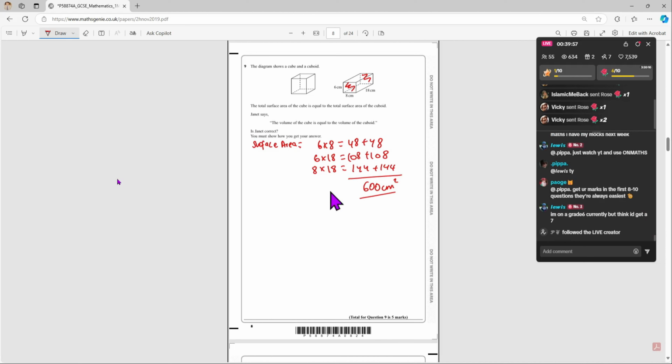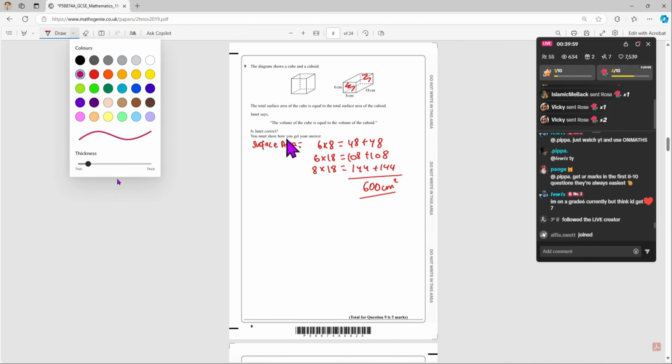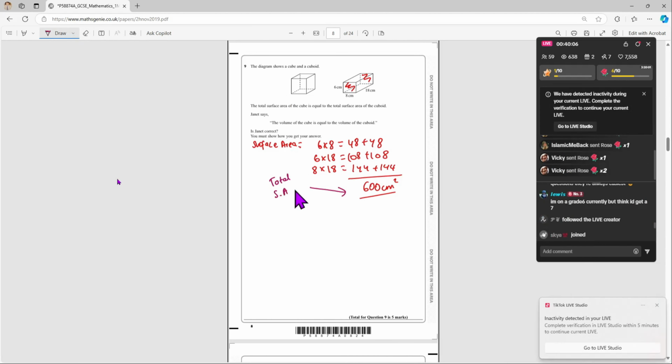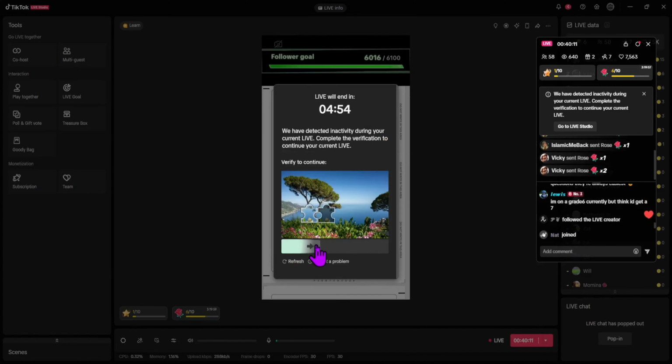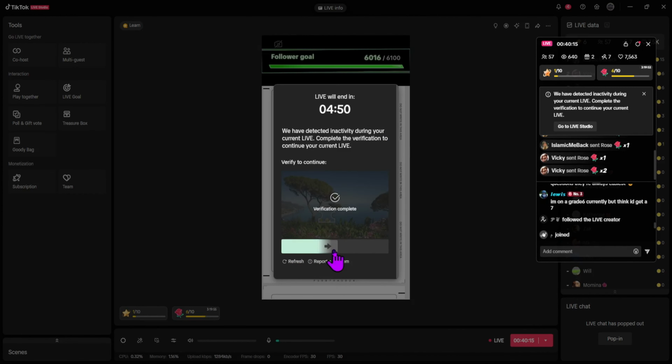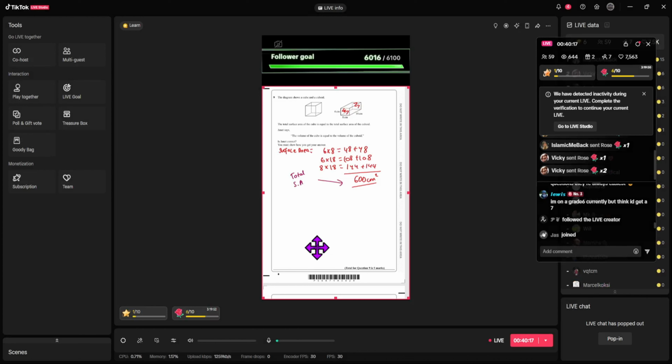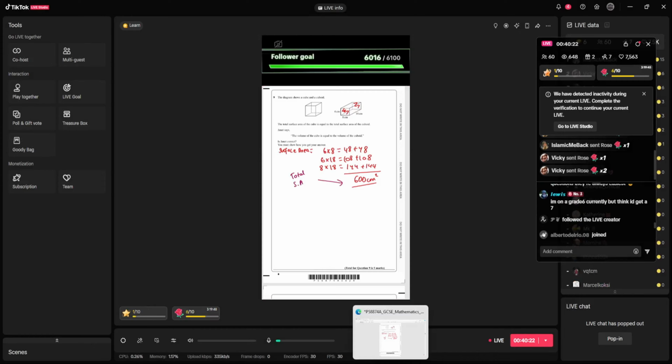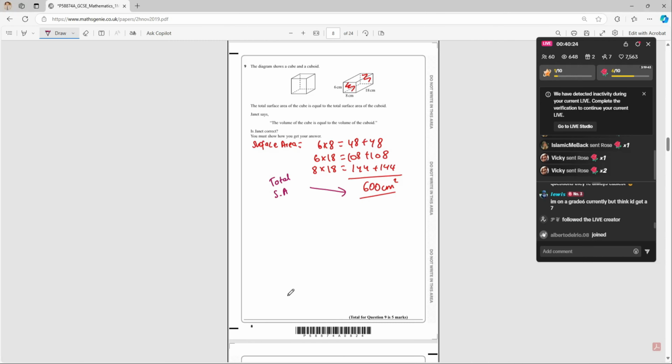Remember, guys, this is the total surface area of our cuboid. Now, once you have worked out the total surface area of the cuboid, you know that that is going to be equal to the surface area of our cube. So the total surface area of the cuboid is 600 centimeters squared, and the total surface area of our cube is the same.